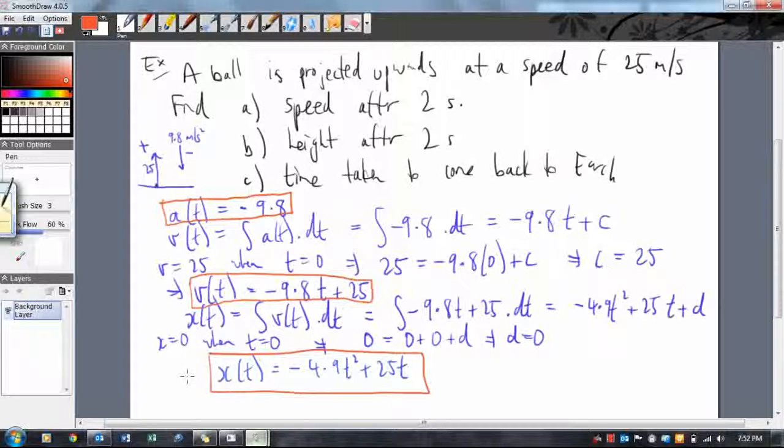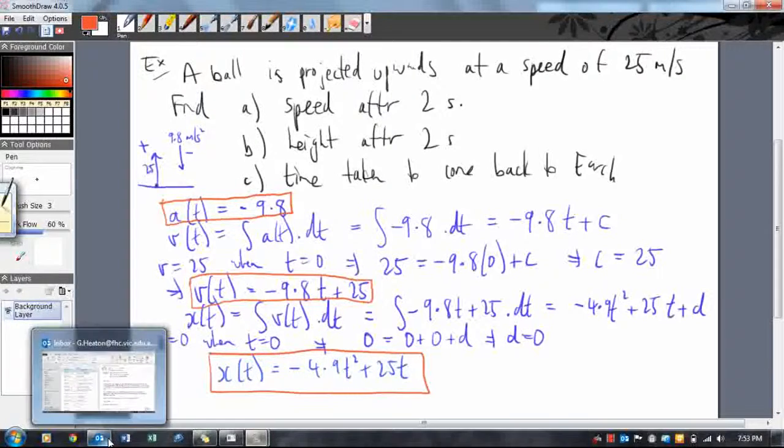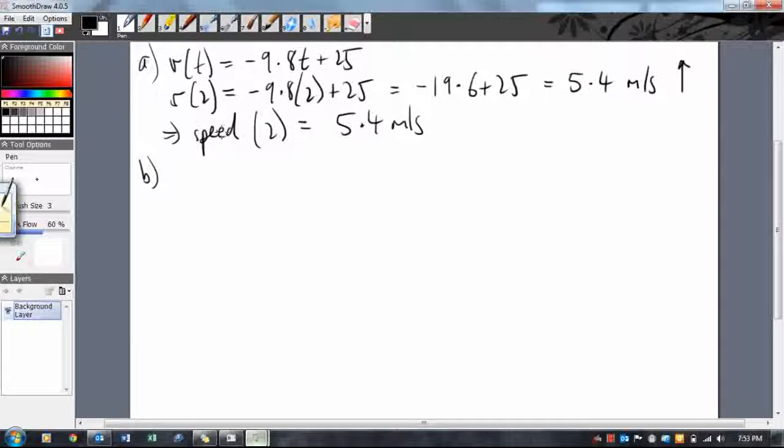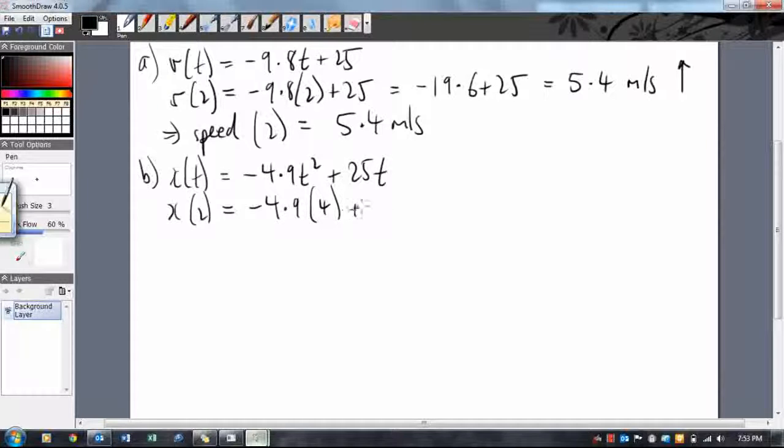Okay, let's have a look at part B. What's the height after 2 seconds? Now we want to use our x function that will tell us the height: negative 4.9t squared plus 25t. So its height after 2 seconds is equal to negative 4.9 times 4, plus 25 times 2. That's negative 19.6 plus 50, which is equal to 30.4 meters. So after 2 seconds, it's got a height of 30.4.